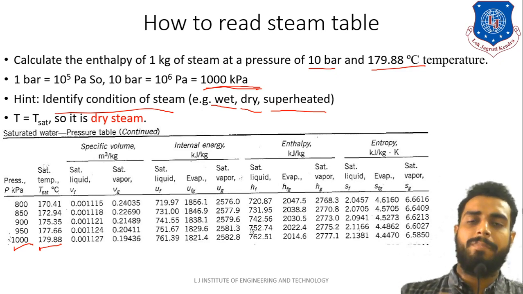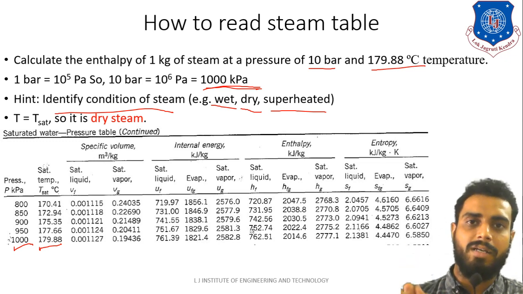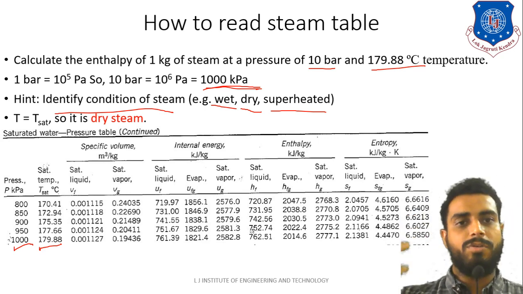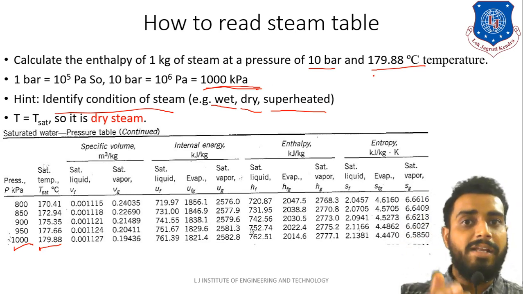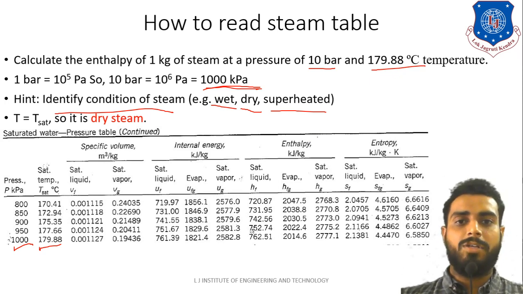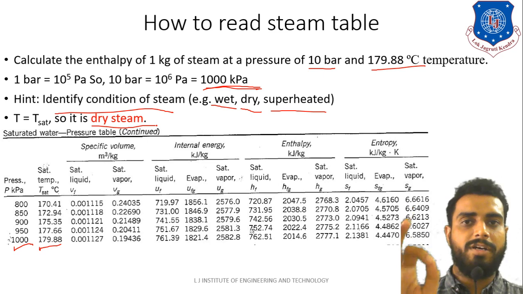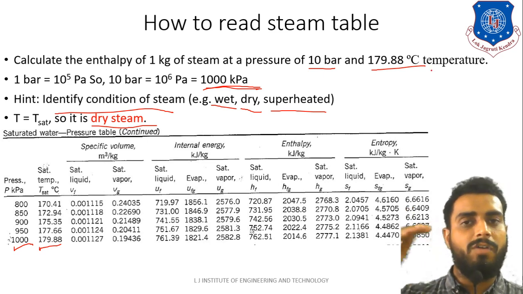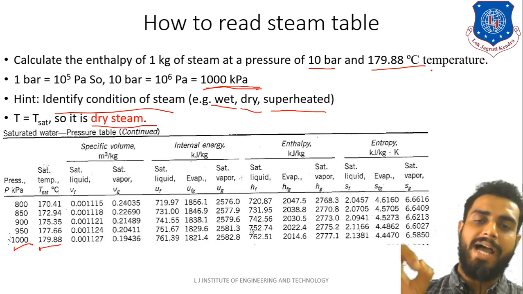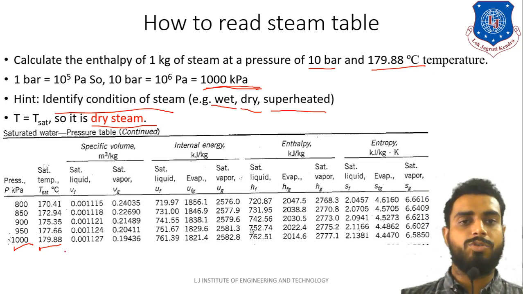Sir, what is the meaning of saturation temperature? Simple. If you keep the pressure at 1000 kilopascal, then water will start boiling at 179.88 degrees Celsius. Now the given temperature is exactly equal to the saturation temperature, right? That means the steam given here will be dry steam. Remember one thing: whenever the given temperature is equal to the saturation temperature at a particular pressure, it will by default be dry steam or saturated steam. You should keep that in mind.